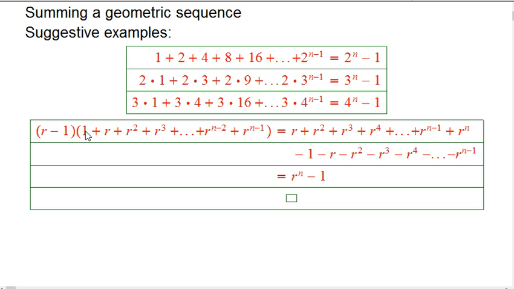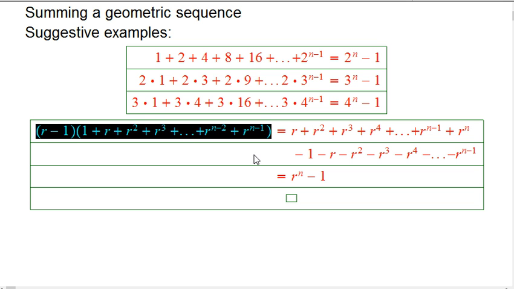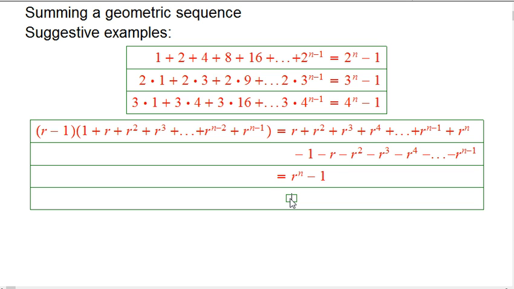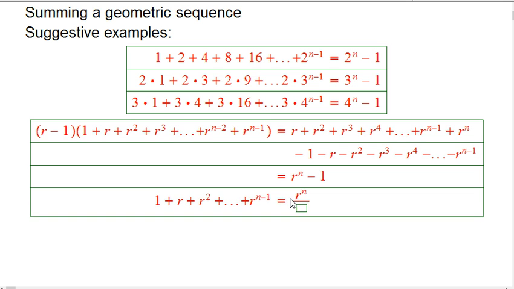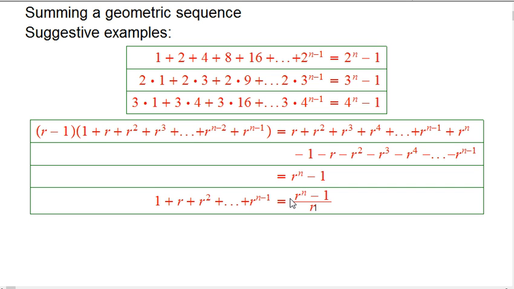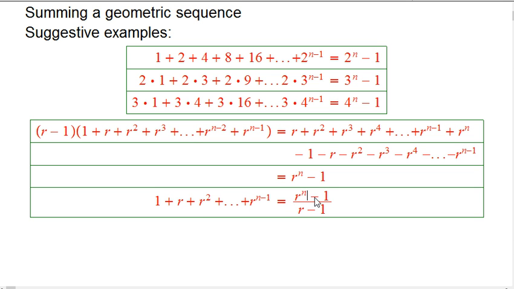where it can start with any number, not just 1, and not just r minus 1. This started with 2 minus 1, this started with 3 minus 1, this started with 4 minus 1. So first, let's just isolate this part. That's easy to do. I'm just going to take this equation, this equals this, and divide both sides by r minus 1. 1 plus r squared plus dot dot dot plus r to the n minus 1 equals r to the n minus 1 over r minus 1. Notice the minus 1 is outside.